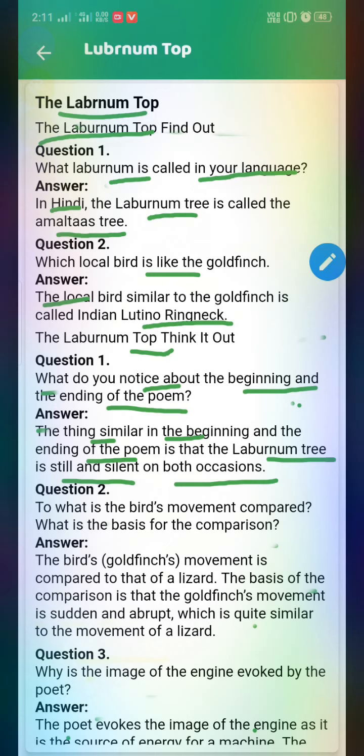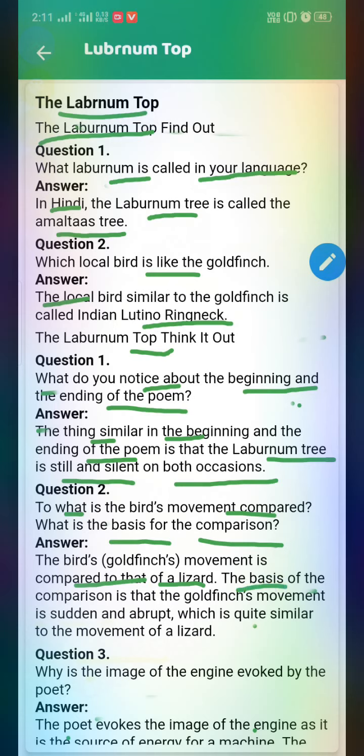Question number 2: to what is the bird's movement compared? What is the basis for the comparison? Answer: the goldfinch's movement is compared to that of a lizard.